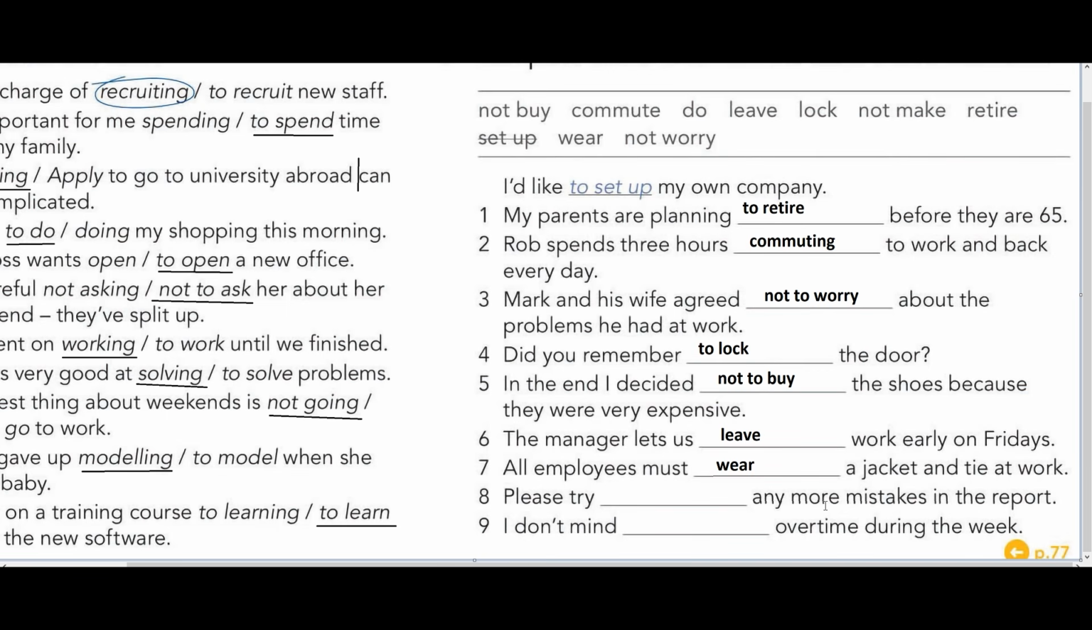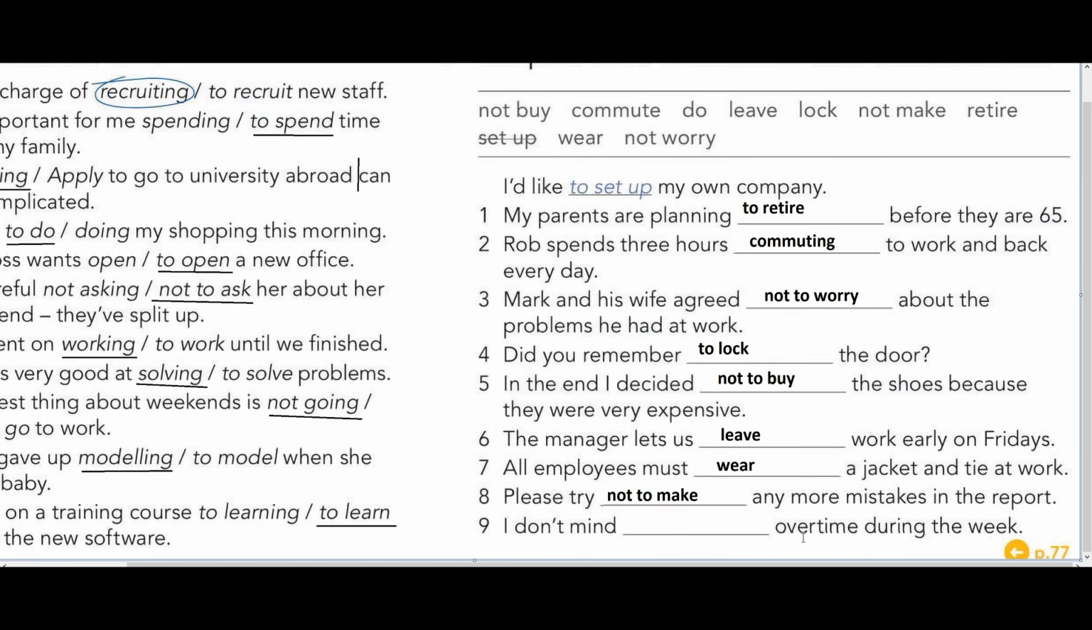Please try any more mistakes in the report. Okay, it's like make an effort. Please make an effort. Please try not to make. It's not like test this idea. Try not making any more mistakes. Maybe it will work. No, it's not the case. Please try not to make. Put some efforts in it.